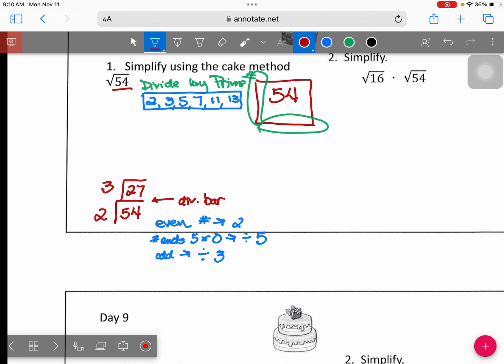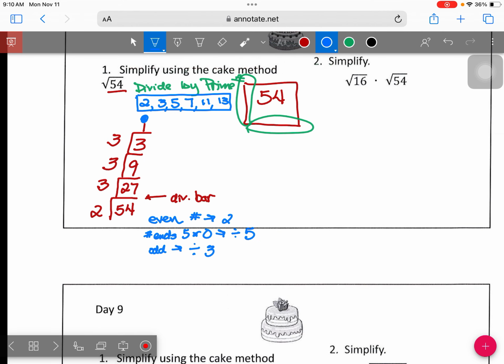So 27 divided by 3 is 9. 9 is not even or ending in 5 or 0, but it's divisible by 3 again. 9 divided by 3 is 3. And 3 is divisible by 3, and that leaves you with 1. Once you reach 1, that's like the candle on top of the cake. So you know you have gotten all of them. These over here, this is called our prime factorization. Prime factorization. And remember, this is all part of trying to find the square root of 54.